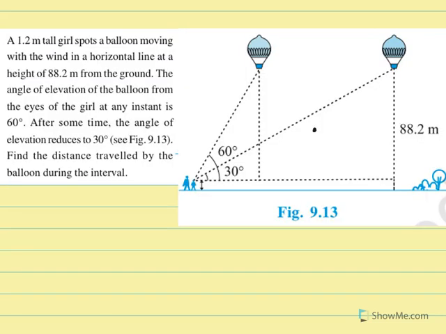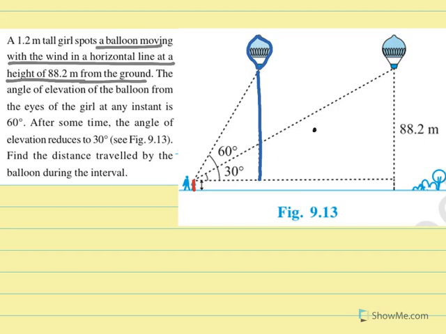A 1.2 meter tall girl spots a balloon moving with the wind in a horizontal line at a height of 88.2 meters from the ground. So here's the girl, and she's 1.2 meter tall. She spots a balloon at a height of 88.2. So here is a balloon, and this height of the balloon is 88.2.